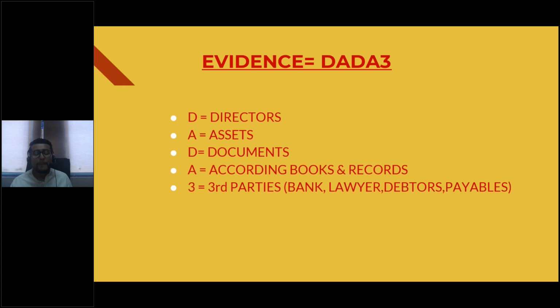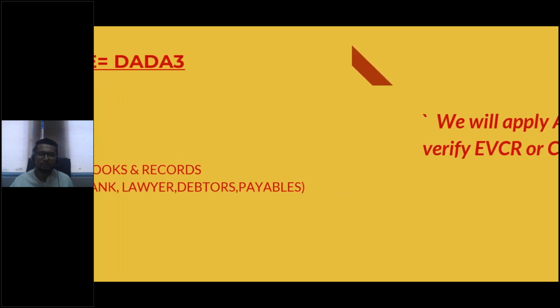What third parties? Bank, lawyer, debtors, payables, insurance providers, tax authorities, and the list goes on. You might want to get direct confirmation from the bank through a letter called bank confirmation letter. You might want to have a direct confirmation from the lawyer regarding, let's say, claims made by certain customers. You might want to contact the debtors in order to verify whether they exist or not. You might want to confirm from the payables what amount is the obligation of your client. So these are the third parties which are a great source of evidence.